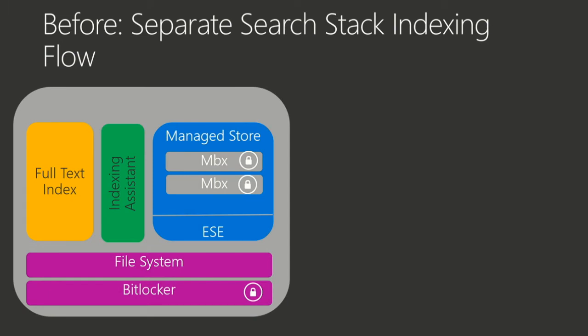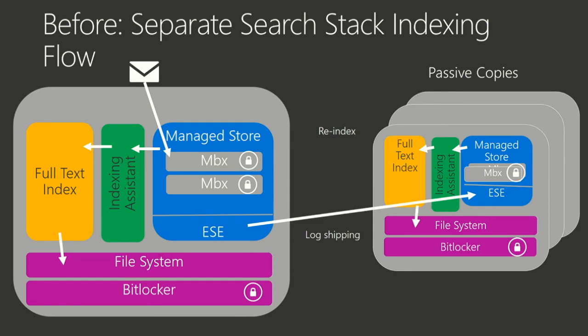So for the separate search stack, when mail comes in and is written to the mailbox, we have this indexing assistant in green that does all the work to transform the mail into the search indexes that you need. And then that full text index gets stored on the file system. And it is protected by BitLocker, but if you went to some of the earlier talks, you know that Windows Server admin still has access to that data. So this is the depiction of the mail coming in. And then for the replication story, we use log shipping to send the mailboxes out, but then all the passive copies go through that ingestion loop to do their replication.